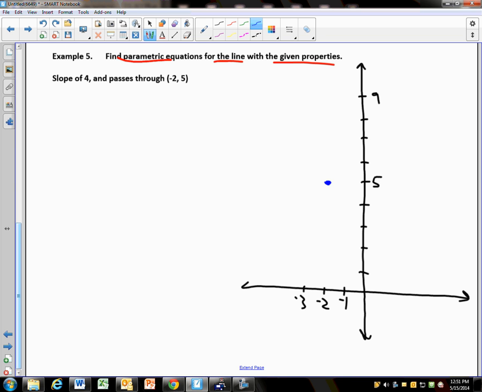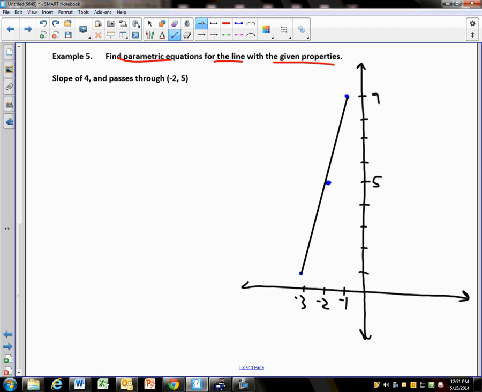If this line has a slope of 4, can you tell me what would the next point be after that? You would go over 1 and up 4. As Scott said, it would be negative 1, positive 9. And if you want to find the point before that, you would go down 4 and back 1. So negative 3, positive 1. And you then get this line that we are going to try to write a parametric equation for.